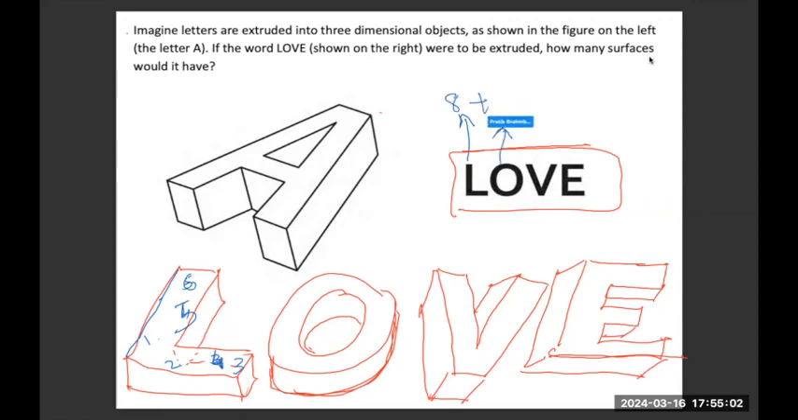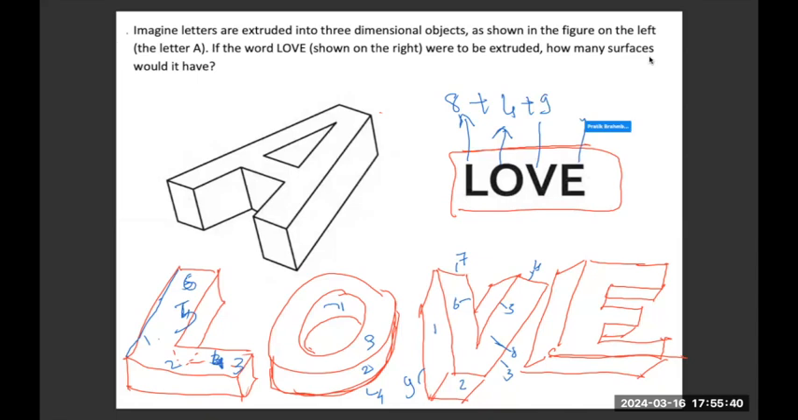For O, one curved surface, so 1. Another curved surface, 1 on top and then 1 on bottom. 3 and then 4 on the bottom. So 4 surfaces. Then I will go for V, the letter V. I'll count the surfaces: 1, 2, 3, 4, 5, 6, and then 7. 8 surface on top and then 9 surface on the bottom. So V will be 9 surfaces.